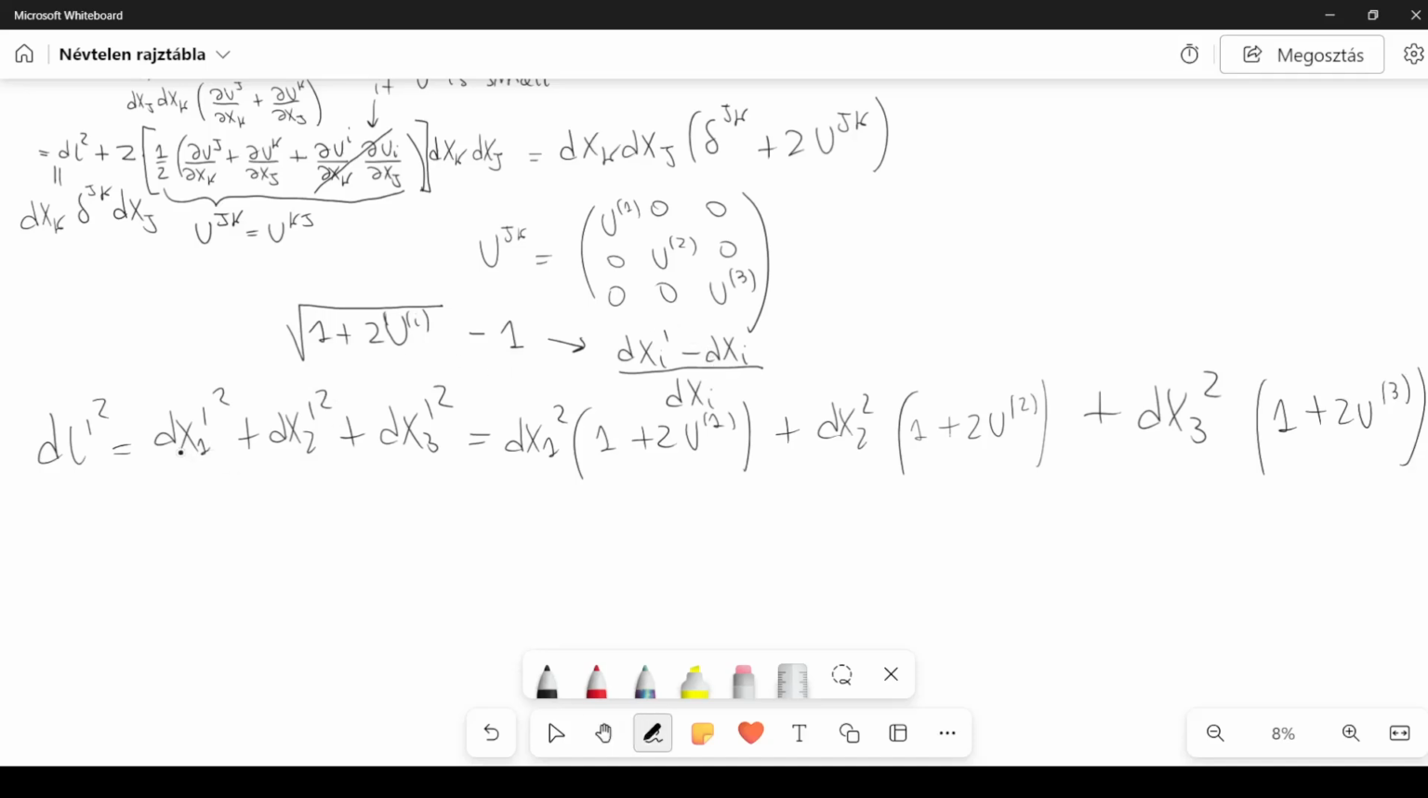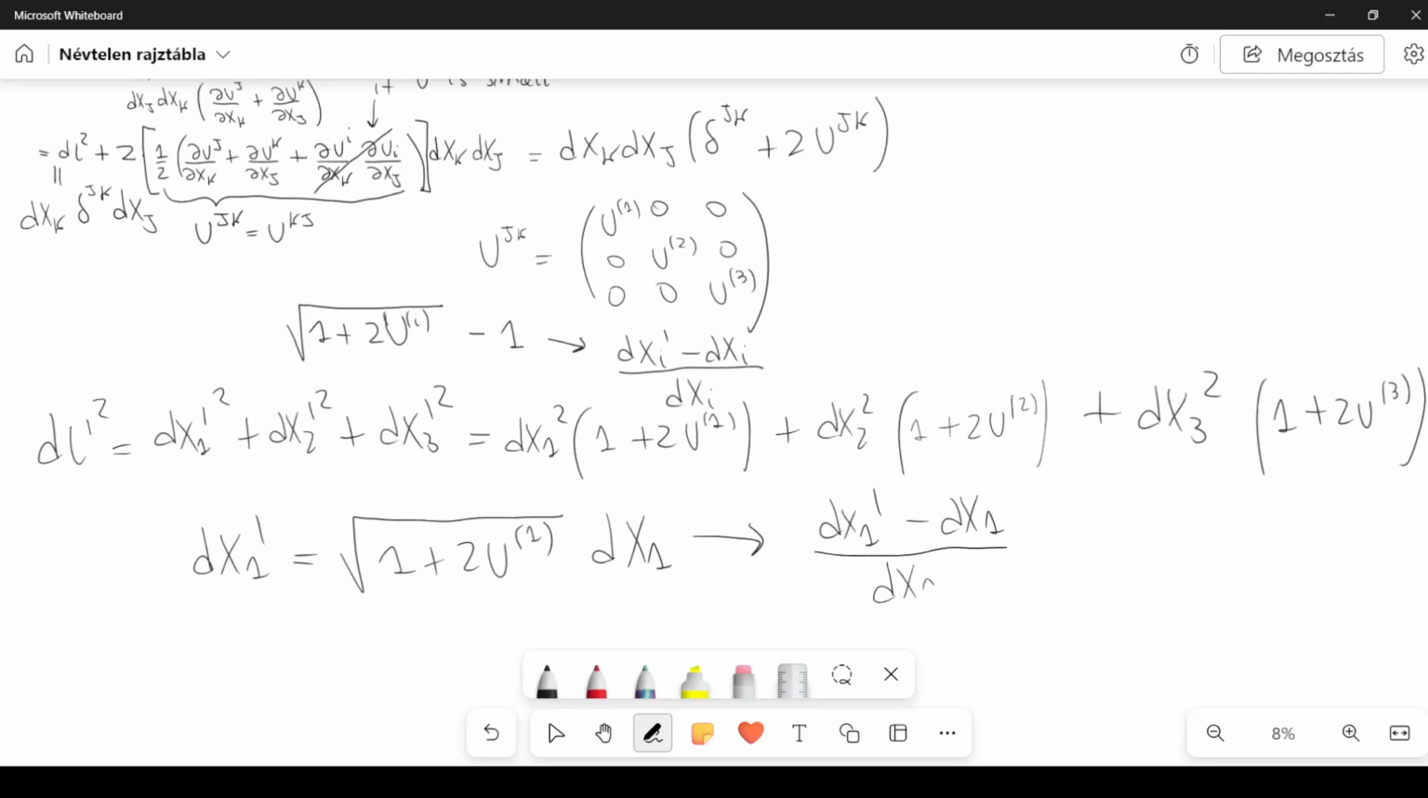And for example, the dilation that you have along the x1 axis is given by dx1 prime equal to the square root of 1 plus 2u1 times dx1. And similarly for the other two directions. So here we can write dx1 prime minus dx1 divided by dx1 as the square root of 1 plus 2u1 minus 1, and so on for the others.